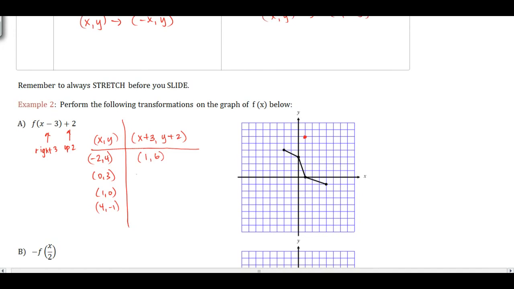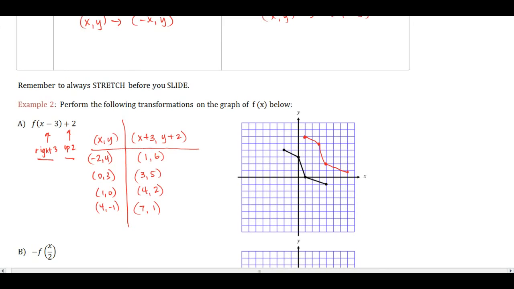Now I take (0, 3). I'm going to add 3 to it, so 3, and add 2 to it is 5. So (3, 5) is on the graph. Then (1, 0) is going to get turned into (4, 2). And then last but not least, (4, -1) is going to turn into (7, 1). And I'm going to graph that. Now if I connect these, it should look like the graph was translated right 3 and up 2. And it does. That looks like it's right 3, up 2.